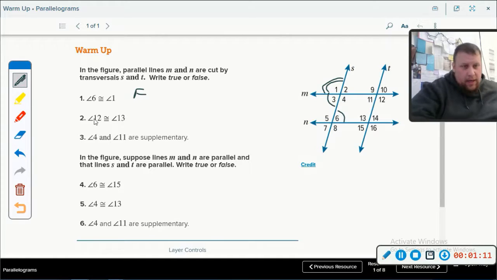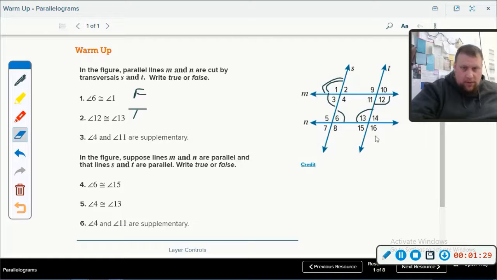All right. Angle 12 congruent to angle 13. Let's see. Is angle 12, where's it even at, congruent to angle 13? Yeah, those are alternate interior. Alternate interior angles are congruent. So yeah, true. Angle 4 and angle 11 are supplementary.